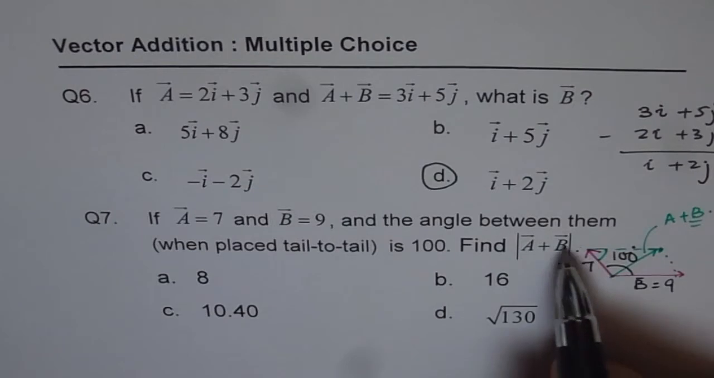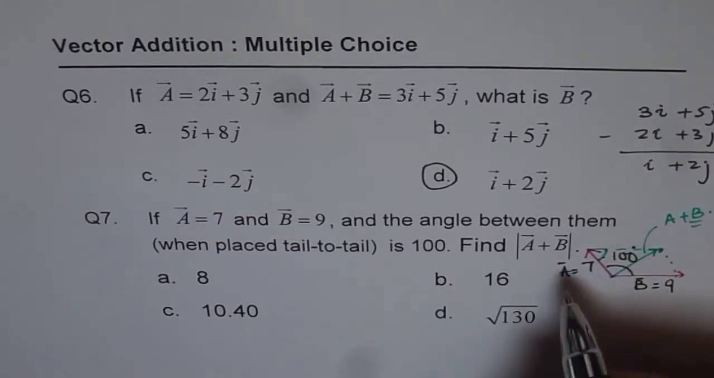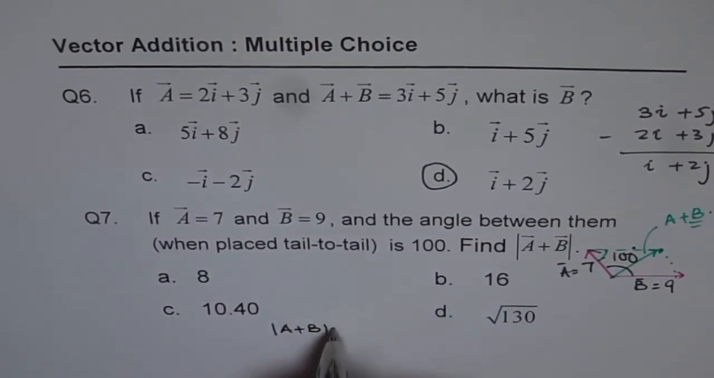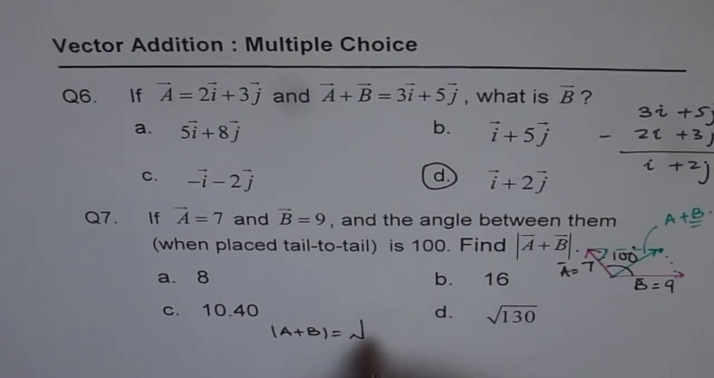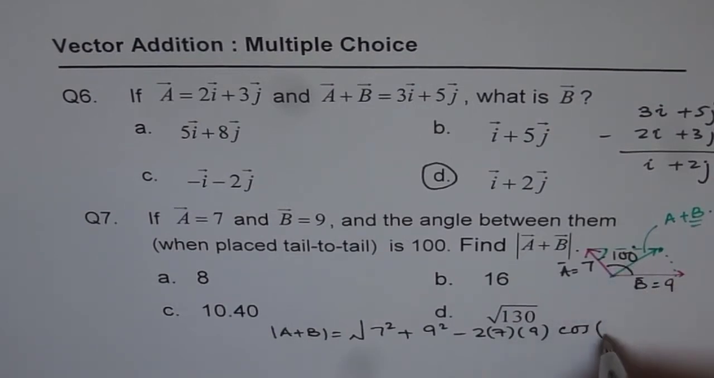And now we know what A plus B equals. So the magnitude of A plus B is A square plus B square minus 2AB cos of theta, and the angle will be 80 degrees, right? 180 minus 100. So we can calculate this, and we know the magnitude of A plus B equals the square root of 7 square, plus 9 square, minus 2 times 7 times 9 times cos of 180 minus 100, which is 80 degrees. That is critical, right? So all this within the square root.